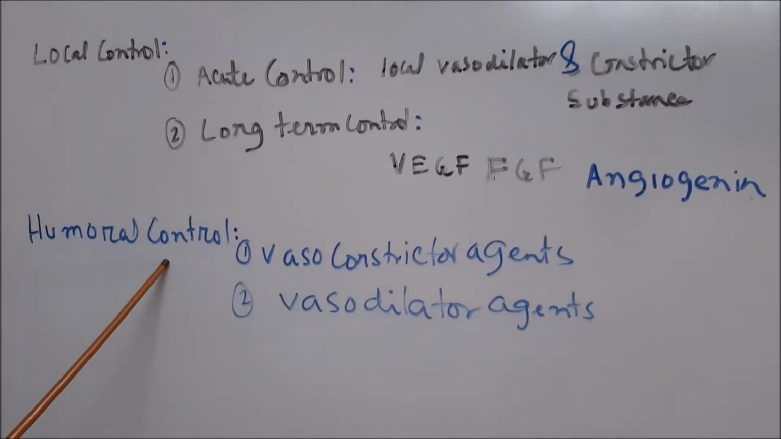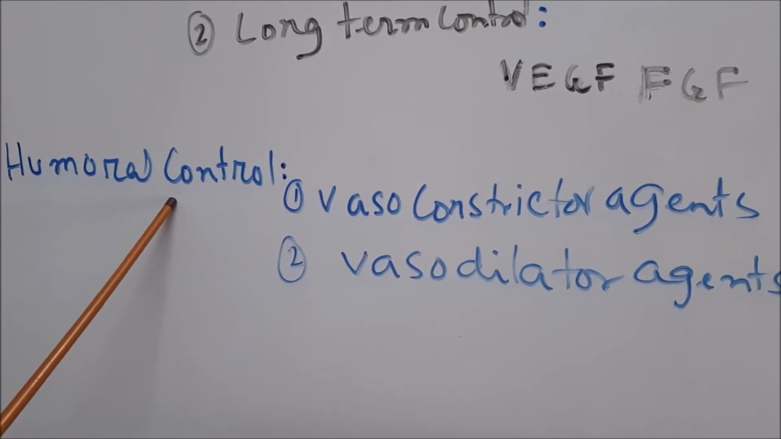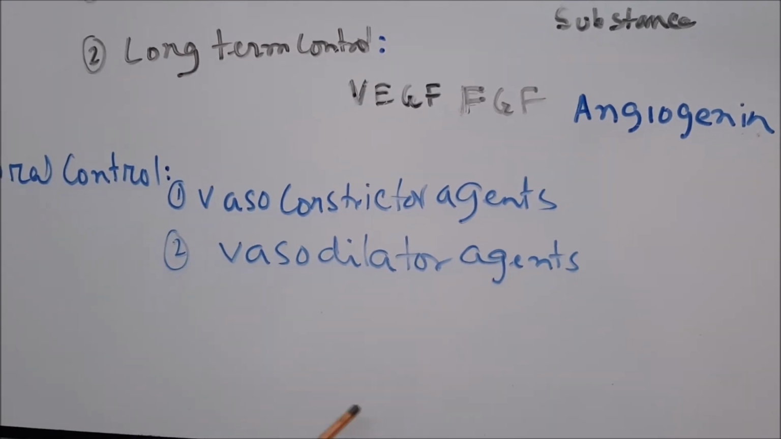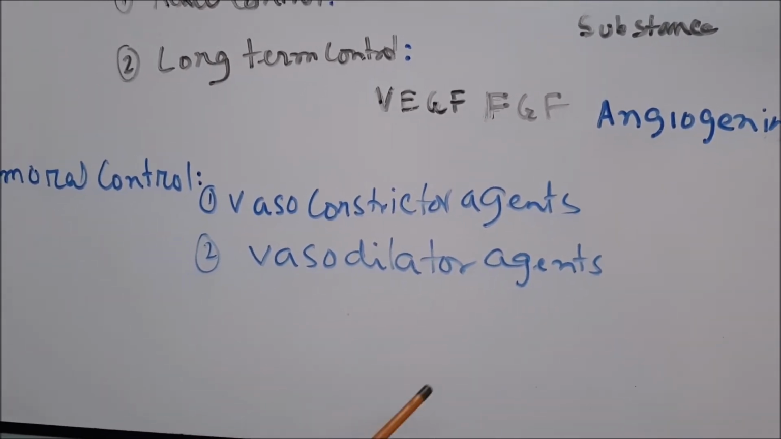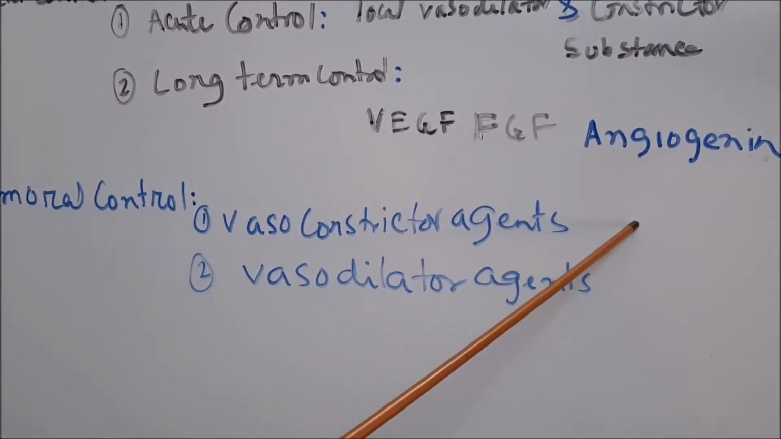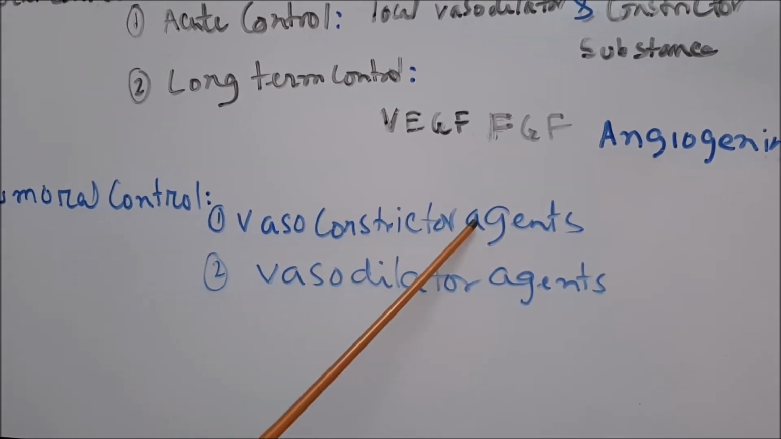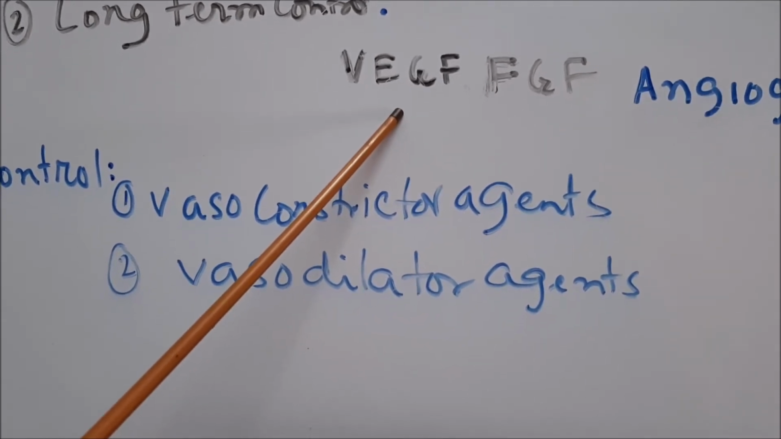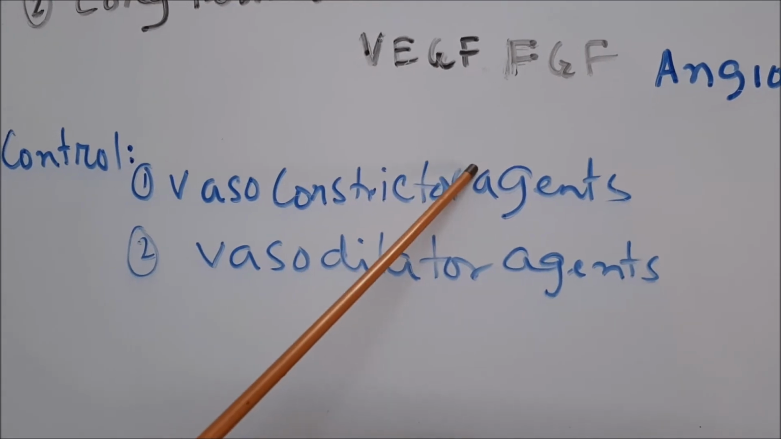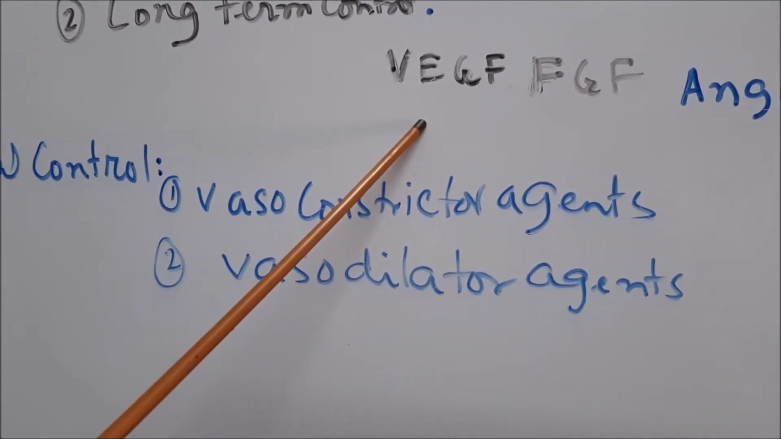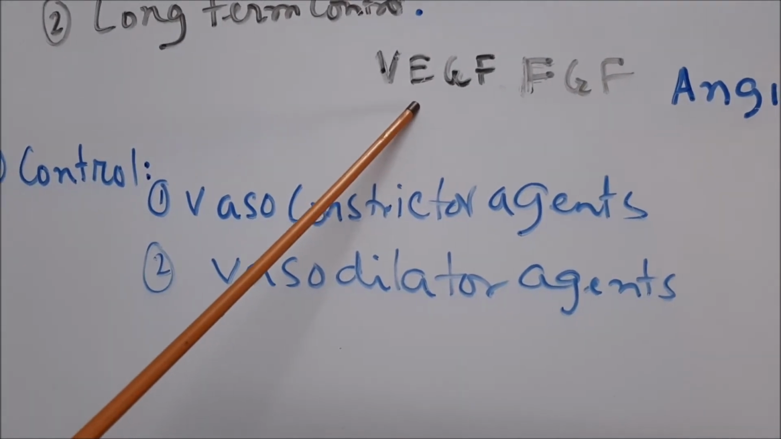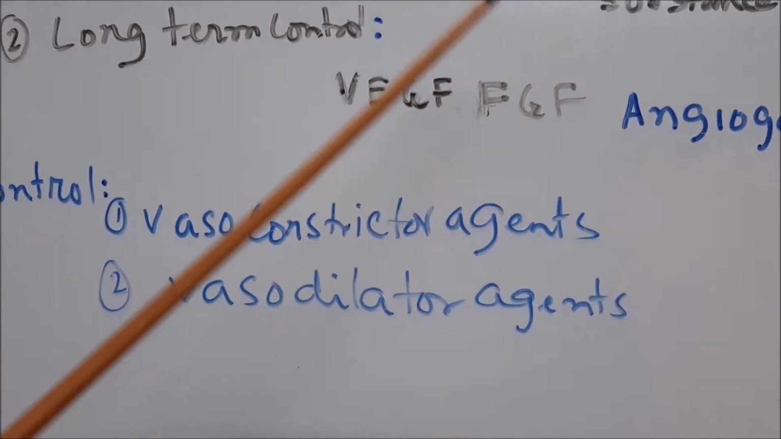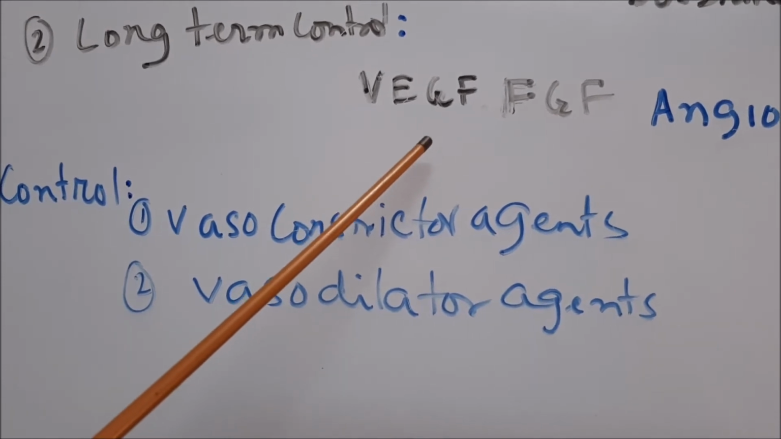Now come to the humoral control. Humoral control is again achieved by two things: one is vasoconstrictor agents, another is vasodilator agents. These two agents regulate the diameter of the blood vessels, and it will control the blood flow. What are the vasoconstrictor substances? One is epinephrine and norepinephrine. Another is angiotensin 2, another is vasopressin. Epinephrine has two roles: in some places it causes vasodilatation, and in other places vasoconstriction. And norepinephrine has a single role, it is a powerful vasoconstrictor.